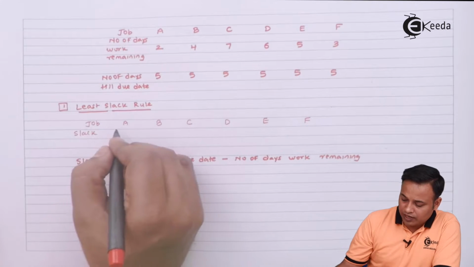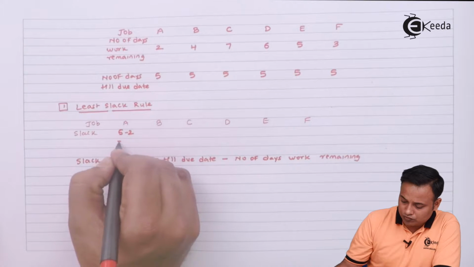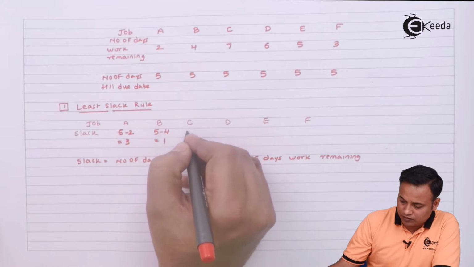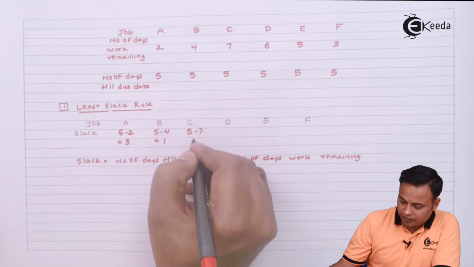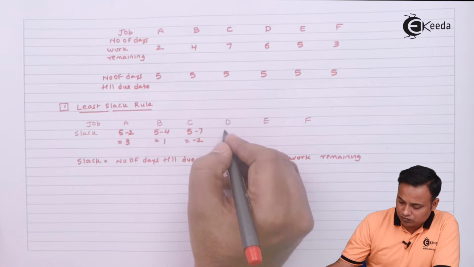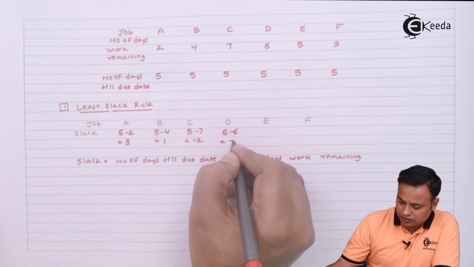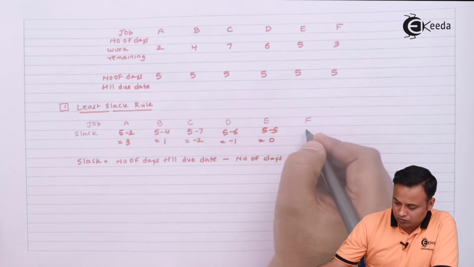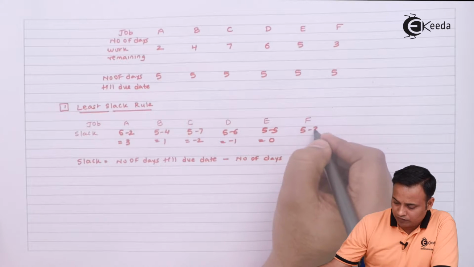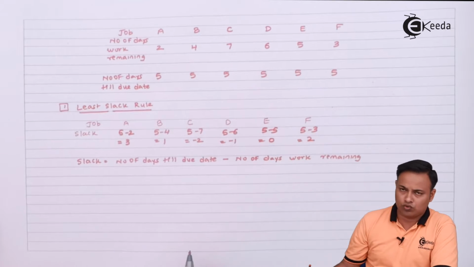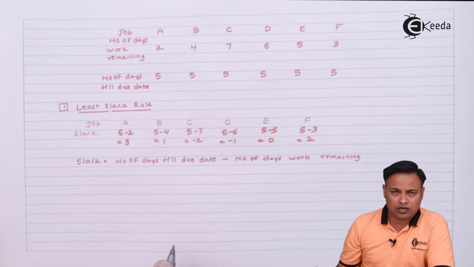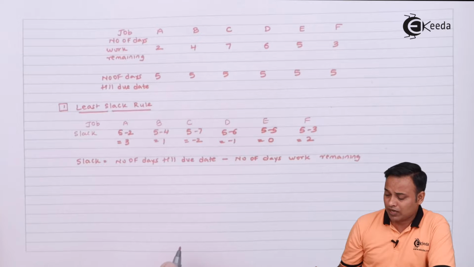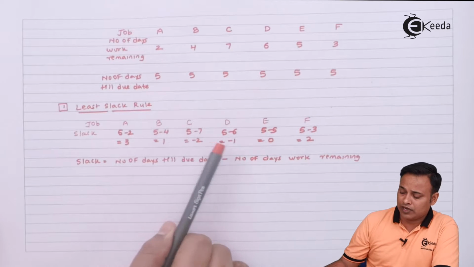So for A, the slack will be 5 minus 2, 3. For B, it will be 5 minus 4, 1. For C, it will be 5 minus 7, minus 2. For D, it will be 5 minus 6, minus 1. For E, it will be 5 minus 5, 0. And for F, it will be 5 minus 3, that is 2. So we can see clearly that the lowest slack or no slack is available for jobs C and D.